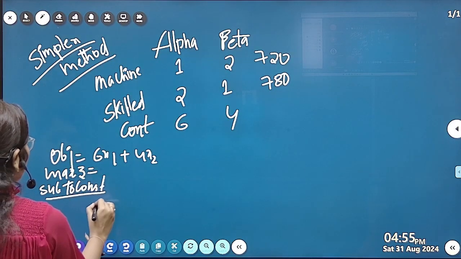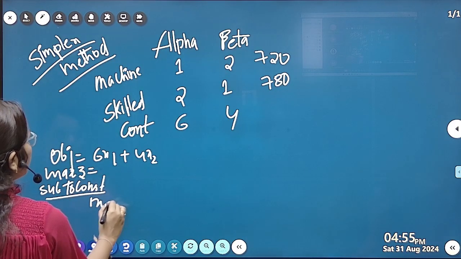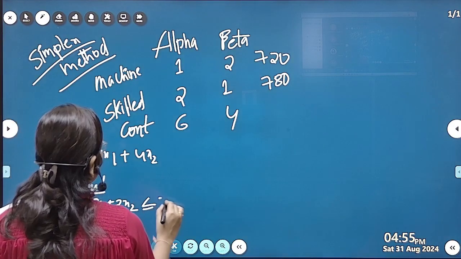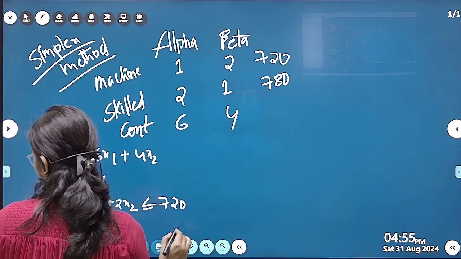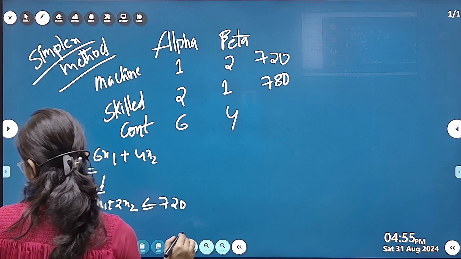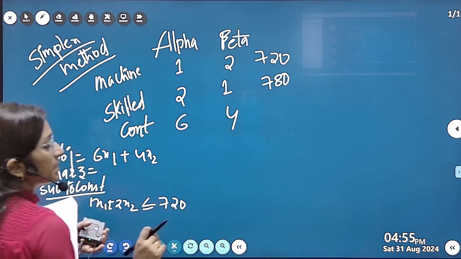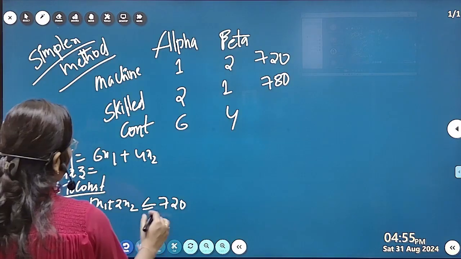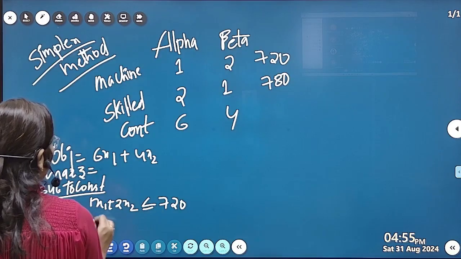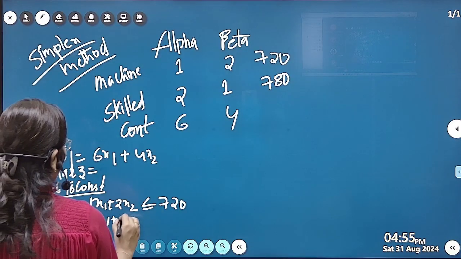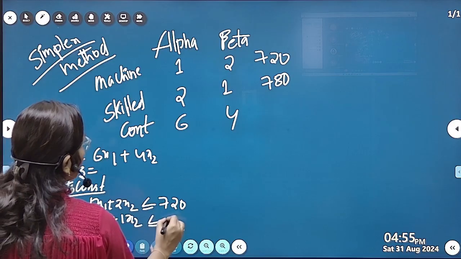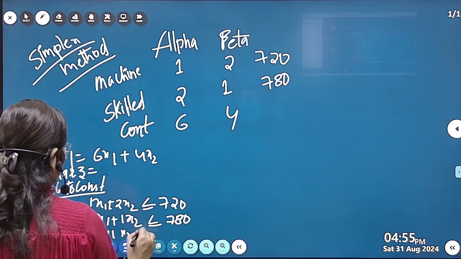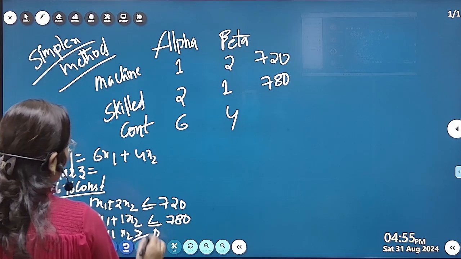Constraints will be 1x1 plus 2x2 is less than or equal to 720, because they have mentioned it in the question as capacity is limited to. So that's why we are taking less than. And the skilled labor 2x1 plus 1x2 is less than or equal to 780, where x1 and x2 should be more than or equal to 0.